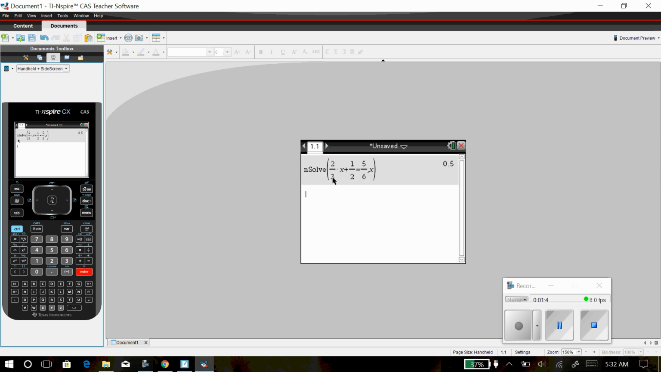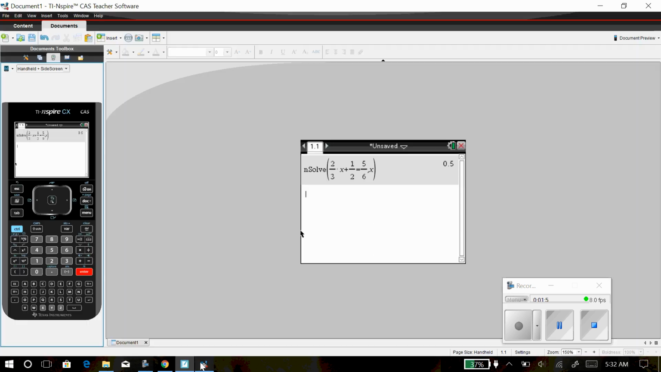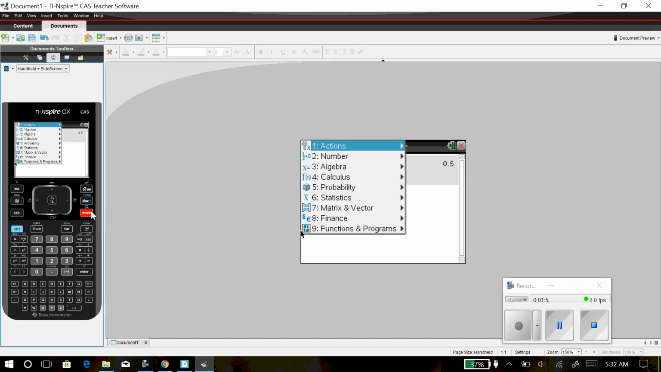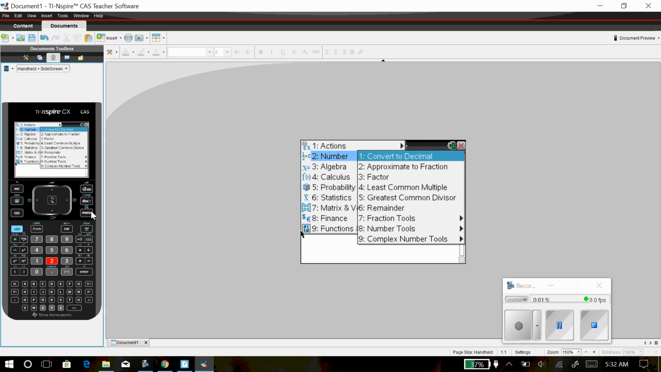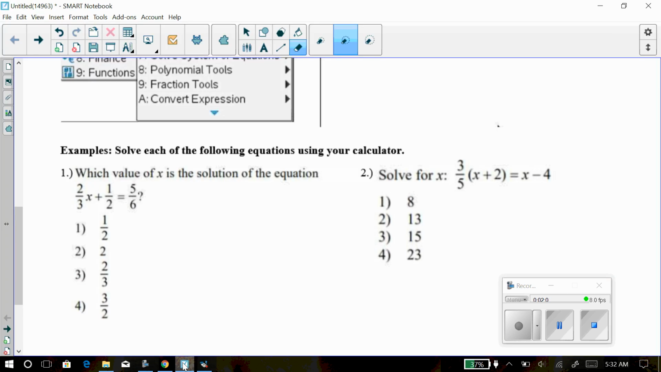All right, and it tells me that my answer should be 0.5, which if I don't know what that is as a fraction, because all my answers were given to me as a fraction here, all I simply have to do is go to menu, number, approximate to fraction. It will give me the fraction. So your choice for number 1 should have been number 1.